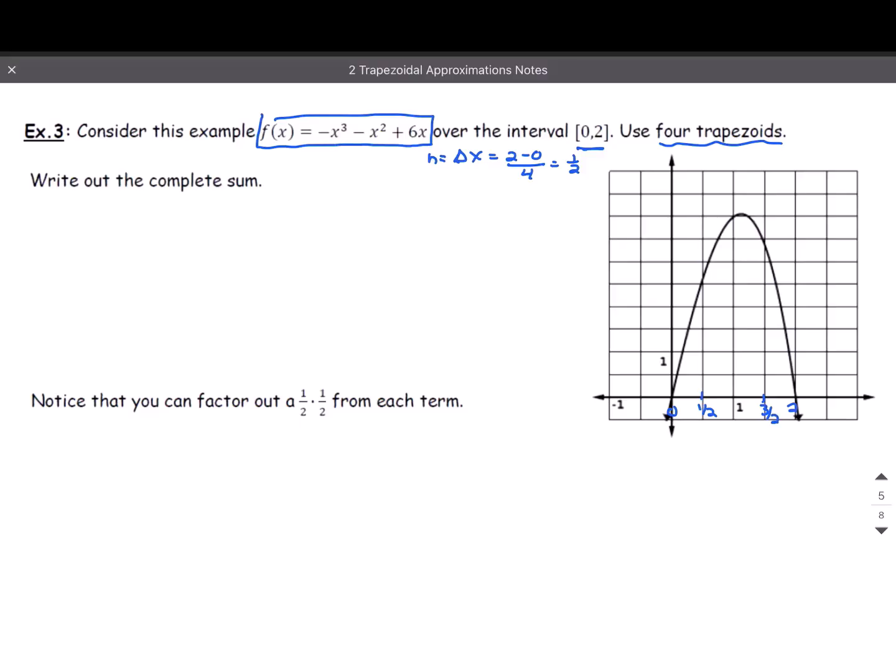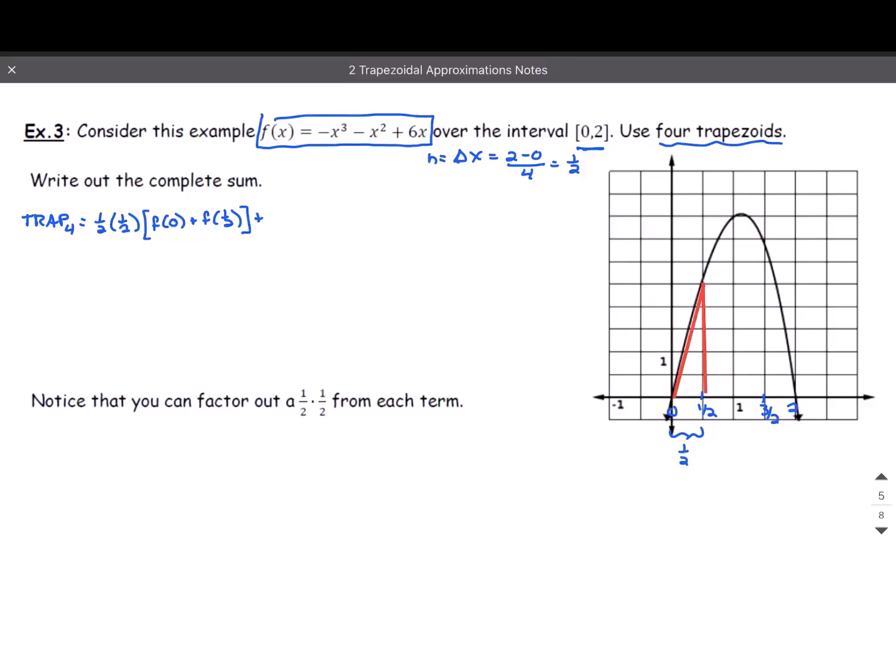Okay, so we're going to write out a complete sum. So when we do this, the change here is 1/2. So what we have, a trap 4, we have 1/2 times the height 1/2. And then on the left we have 0, so it's f of 0, plus on the right we have 1/2, f of 1/2. Now we're going to draw our trapezoid, and it's actually not going to be a trapezoid, it's going to be a triangle because f of 0 appears to be 0.